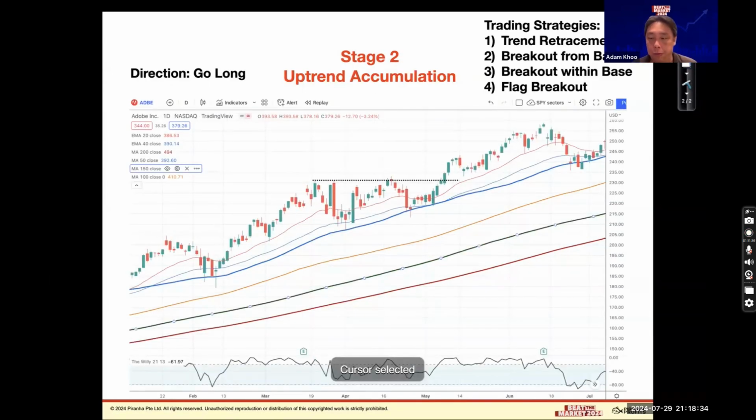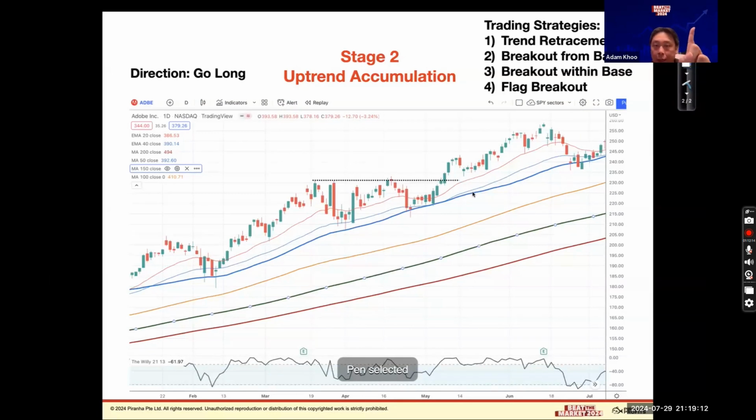Now, let's go to stage 2. So in stage 2, we call it the uptrend accumulation stage. Now in stage 2, do you ever want to go short? Do you ever want to short a stock on a stage 2? No, you don't, okay? Unless you want to commit financial suicide. So remember, stage 2, don't ever short a stock. Only go long a stock. And again, how do you know it's stage 2? How do you know?